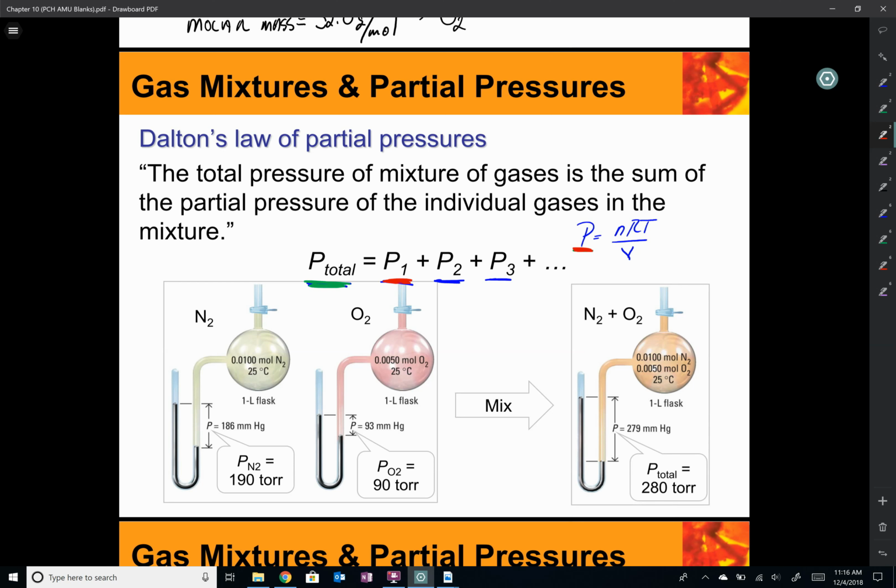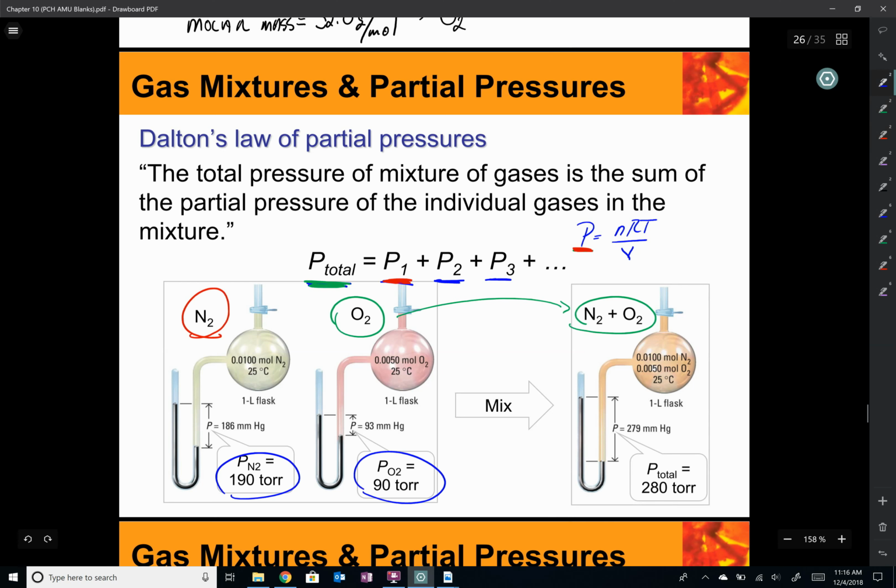Down at the bottom here in the cartoon graphic there, you can see just a visualization of this. If I take some nitrogen and I take some oxygen and I mix them together into a flask, the pressures are additive, right? 190 plus 90 is equal to 280. So the individual pressures make up the total pressure of that flask that we have, okay?